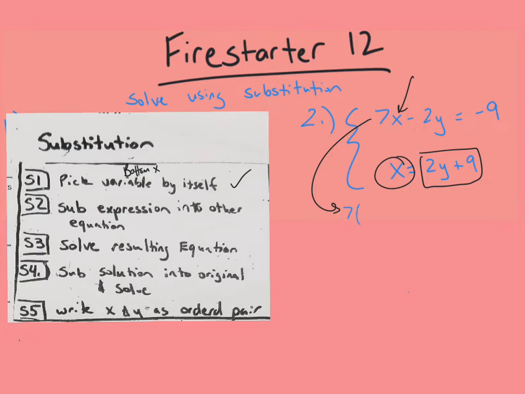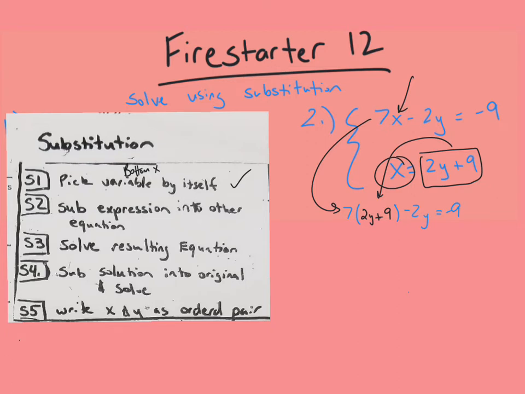7, instead of x, I put an empty set of parentheses, minus 2y equals negative 9. Alright, so look, x left the top equation. Now, 2y plus 9 is going to come into its spot. So I put 2y plus 9. Now I have to solve this equation.